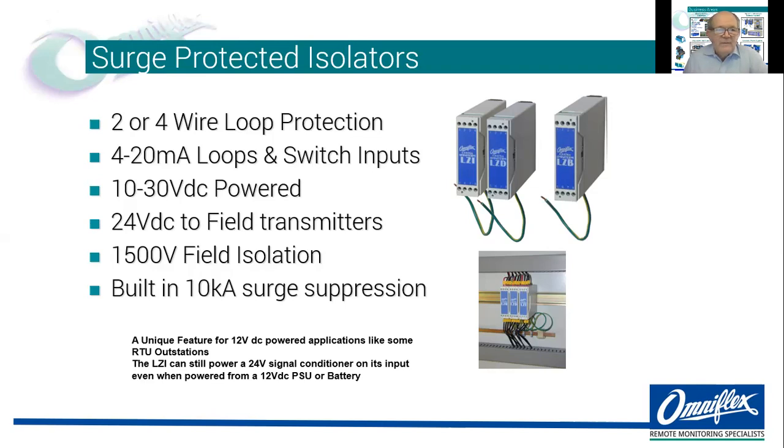They're powered off 10 to 30 volts and will supply a field transmitter on its input. So it will supply 24 volts to a 2-wire transmitter located in the field. Also has your 1500 volt isolation and a built-in 10 kiloamp surge suppression circuitry. The flying lead takes the surge currents down to earth on a separate earth bar. One of the unique features of the 12-volt application of this unit is that it will still provide 24 volts on its input for two-wire transmitters in the field.